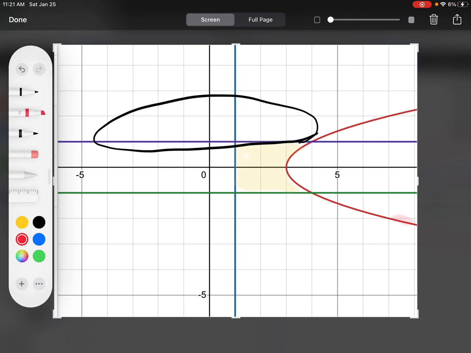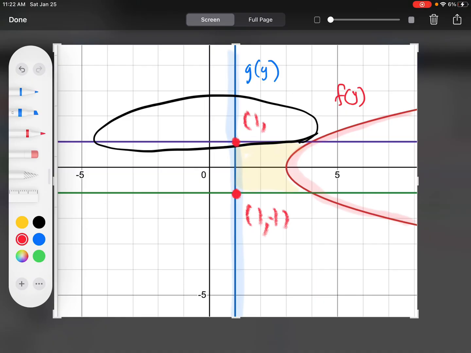This function here in red is my f of y. The function in blue, even though it's a straight line, is my g of y. And these two values here, this one at 1, negative 1, and at 1, 1, this value and this value are my bounds.